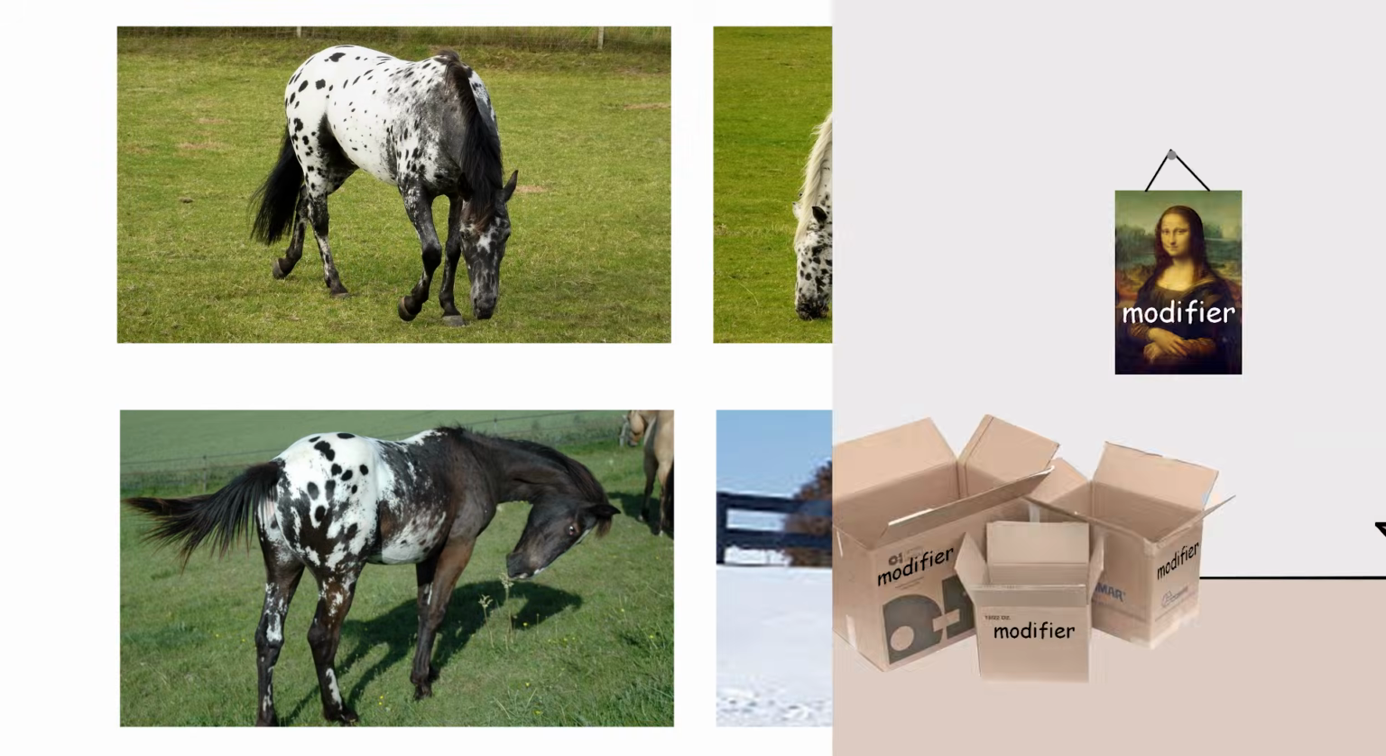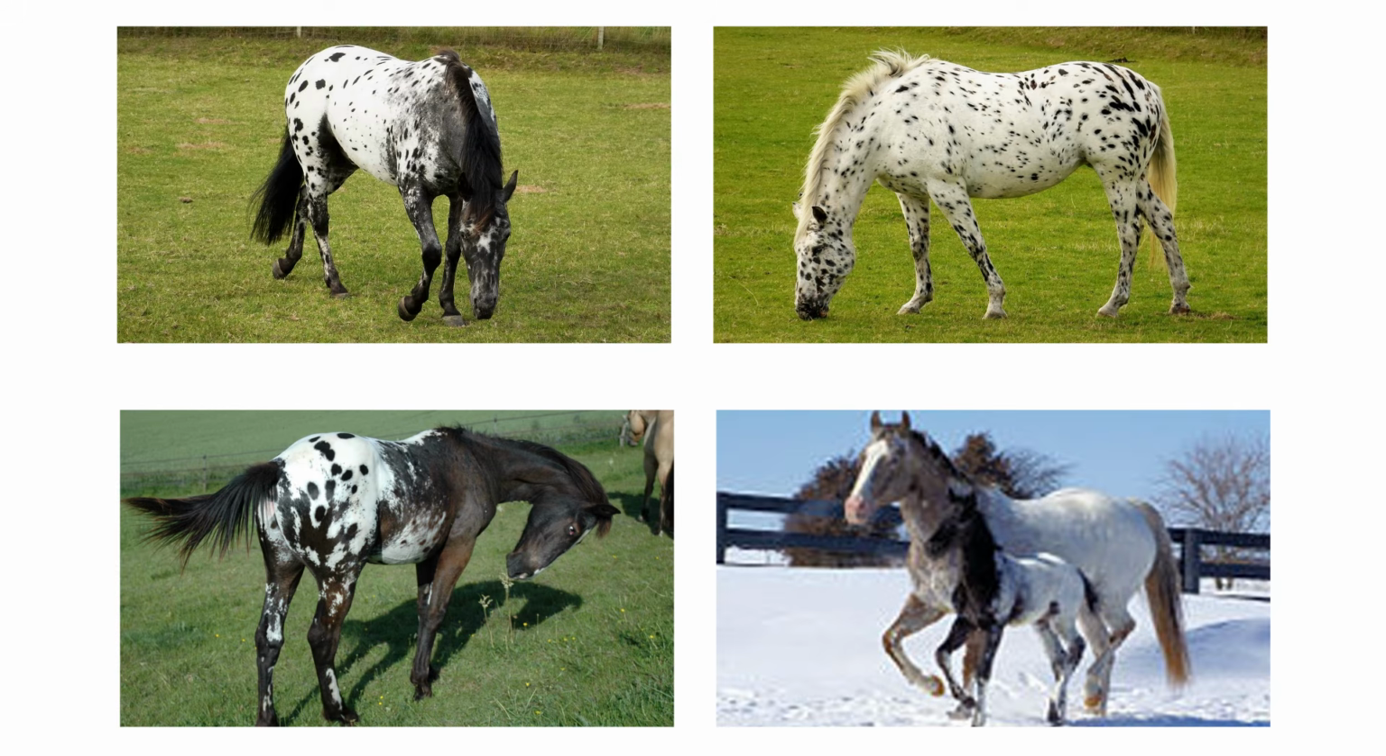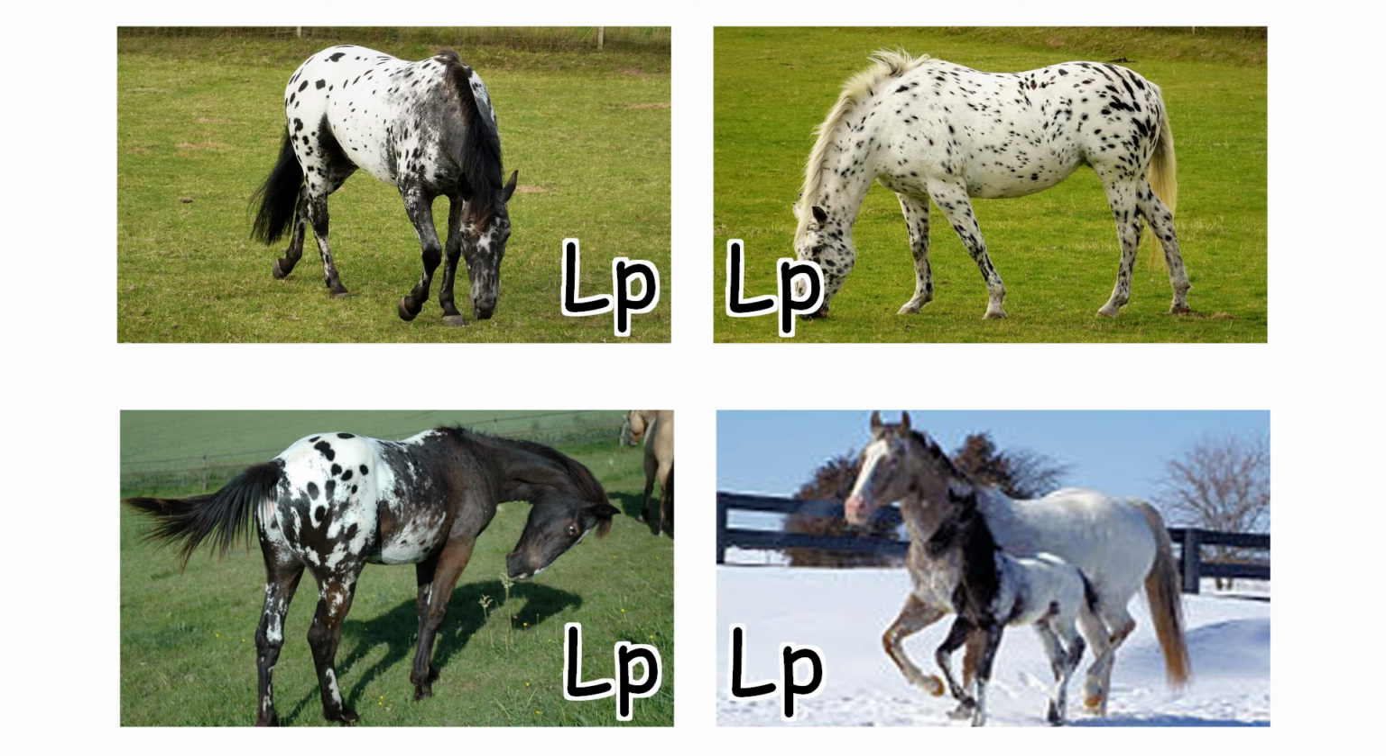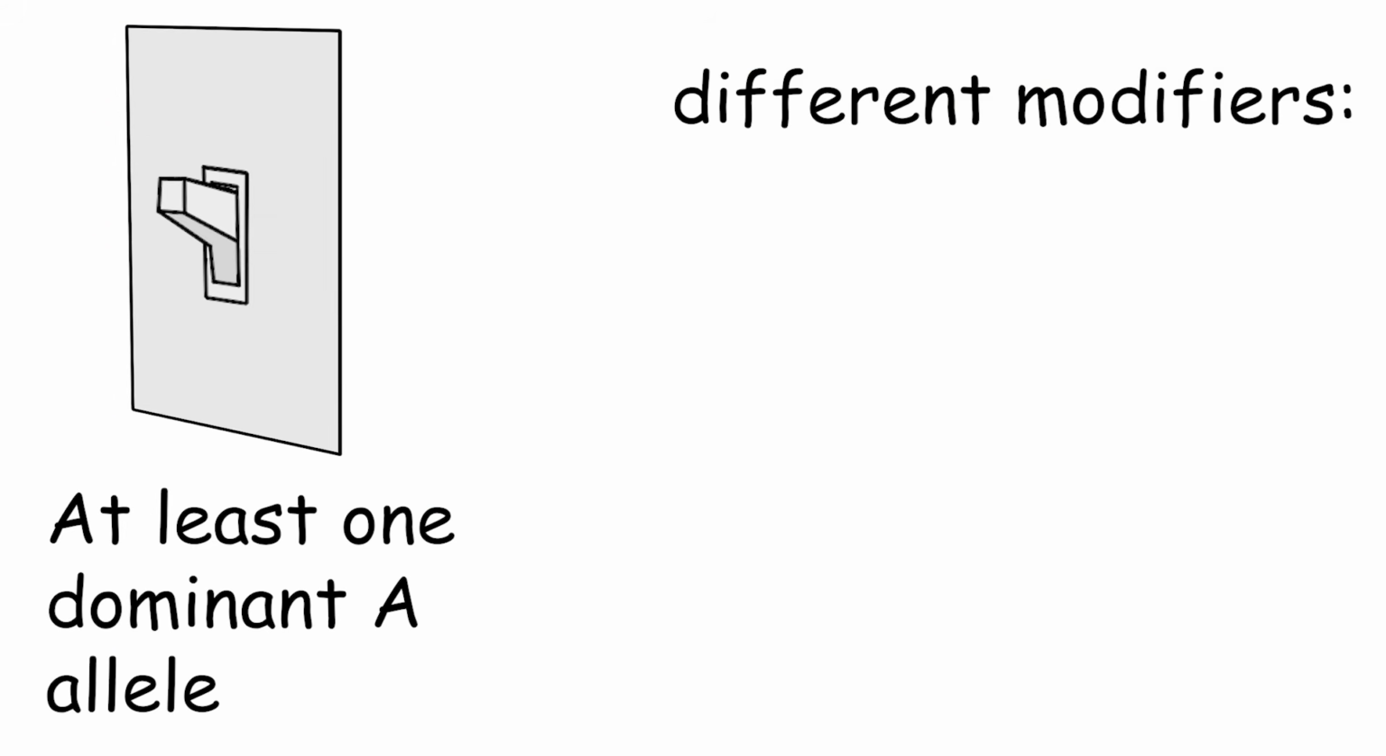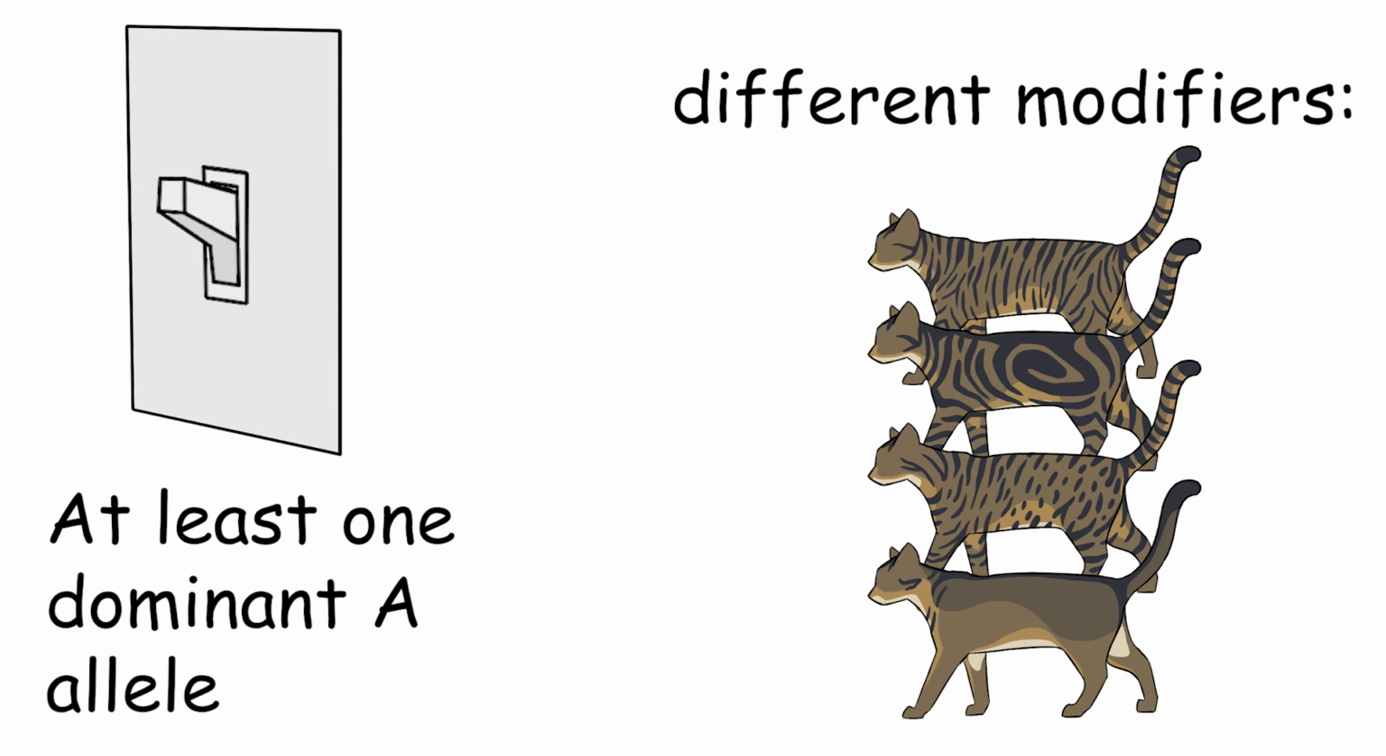My favorite example is the leopard complex in horses. Leopard gives horses a cool white marking, but that white marking can look super different depending on what the modifiers are doing. These horses are all leopards. They all have the same on allele at the same light switch locus, but their modifiers are different. Tabby in cats is also a complex. There's a light switch gene to determine whether the cat has stripes or not, and then a lot more genes determine what the stripes look like, but more on that in a later video.